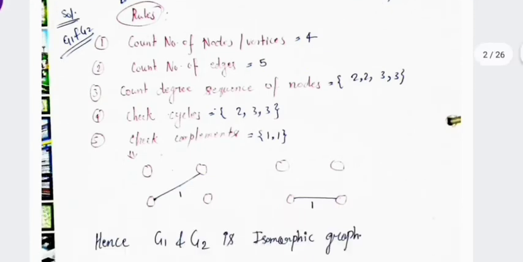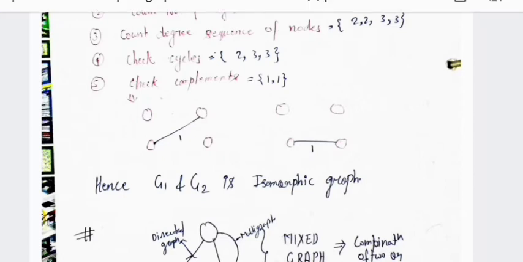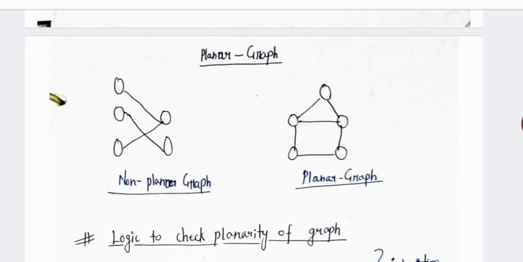So after checking the complements, we get that the total number of complements is the same. Here, in the case of G1 there is one complement, and G2 also has one complement. So we say that G1 and G2 are isomorphic graphs. Now come to the planar graph.